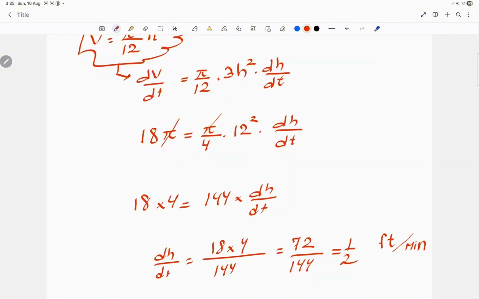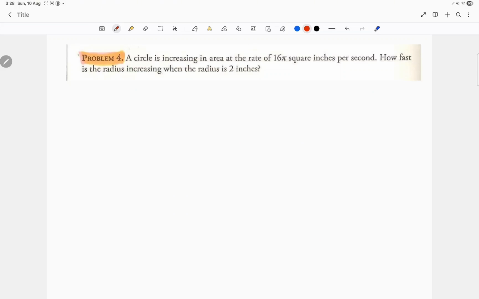Then next one. All right, guys, so a circle is increasing in area at the rate of, that means we have dA over dt to be 16 pi. How fast is the radius increasing? That means they want dr over dt when r is 2.